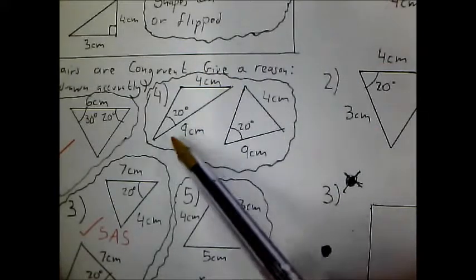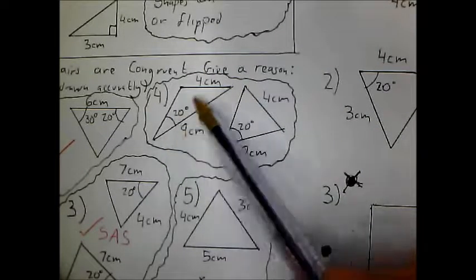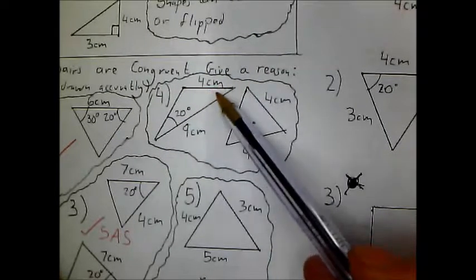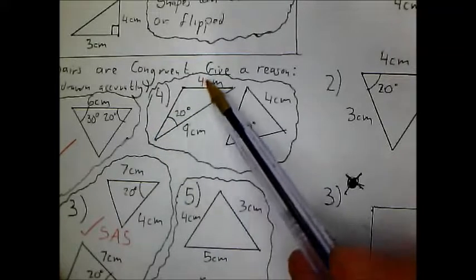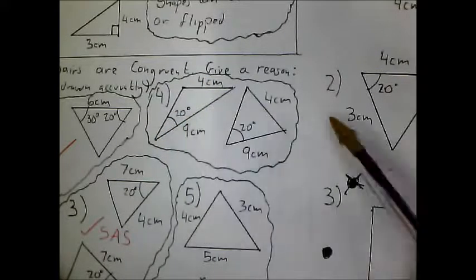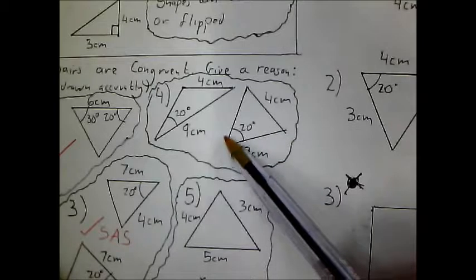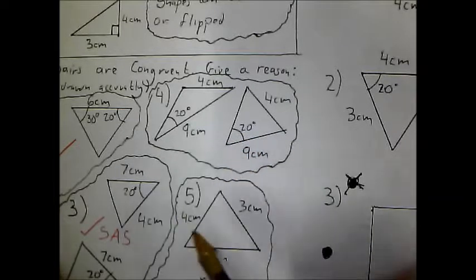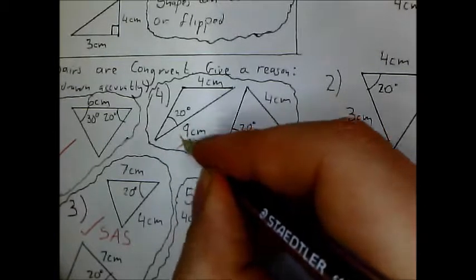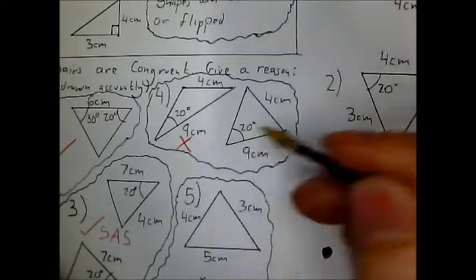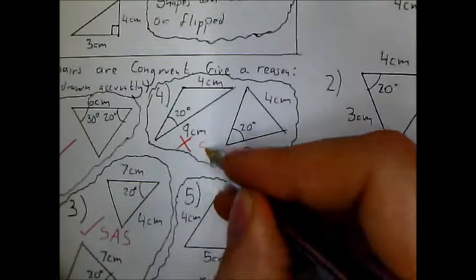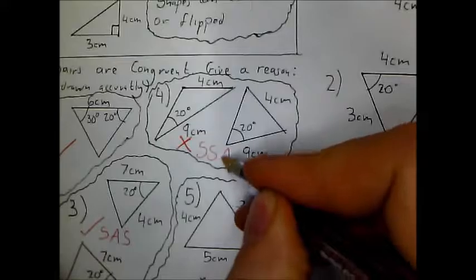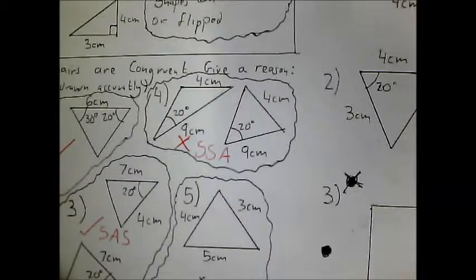Question 4. I have a side, an angle, and a non-included side here. So the side isn't touching this angle here, and the same for this condition here. This is not a condition for congruency because this is a side-side angle.